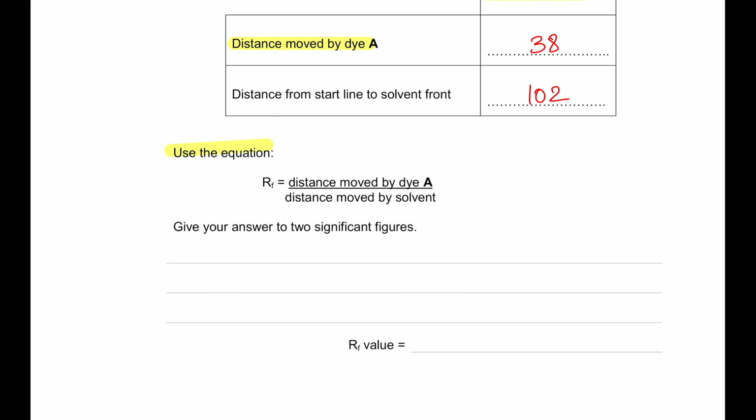Use the equation RF equals distance moved by dye A divided by distance moved by solvent. Give your answer to 2 significant figures. So we have to calculate the RF. We're going to write RF equals 38 over 102, which will give us 0.37. This is the answer because they say 2 significant figures. The original answer is 0.37254, which we can round up to 0.37.